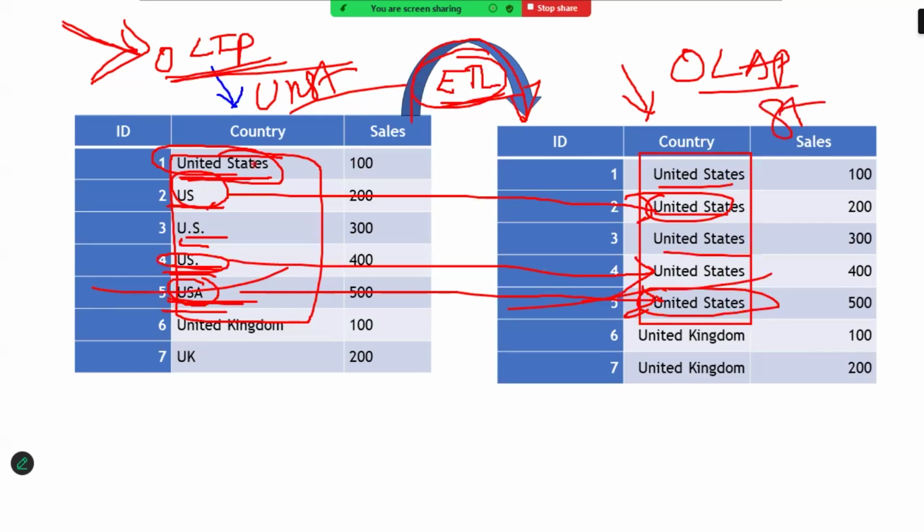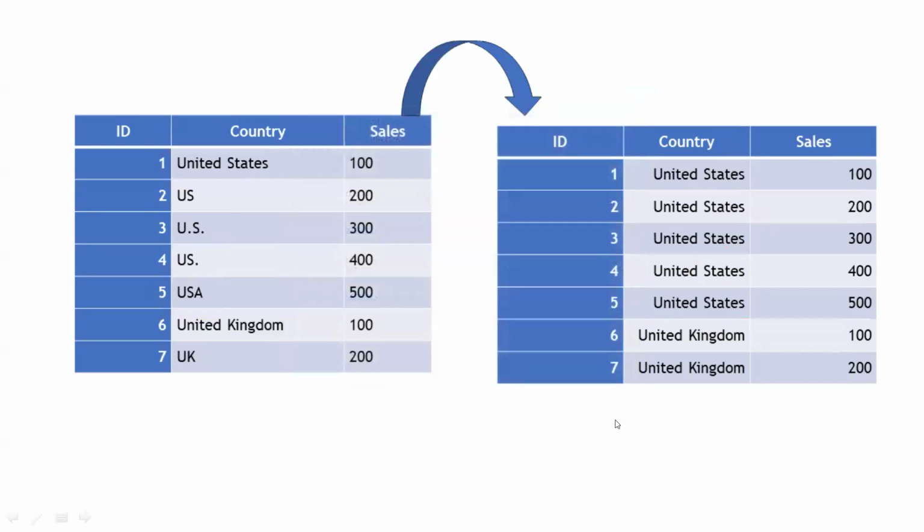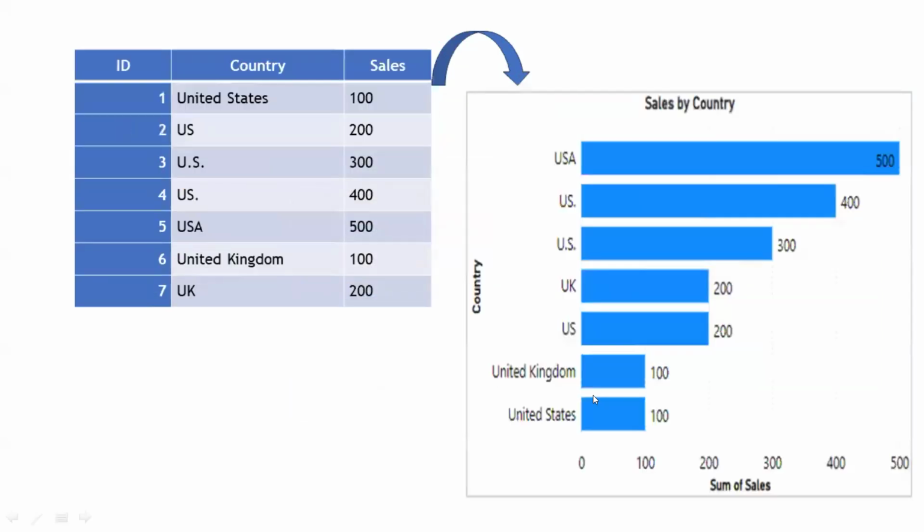Now let me tell you what is the problem when you have the data like this. What is the advantage of having the data like this? Now we understand OLTP will have unstructured data like this. When you send the data to ETL, that clean data, you'll store it in OLAP database. That's what we understand. Now we understand here we have the proper data. Now what is the next step? Next, go to the next slide. In the next slide, you go and understand.